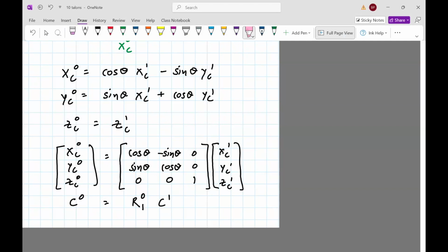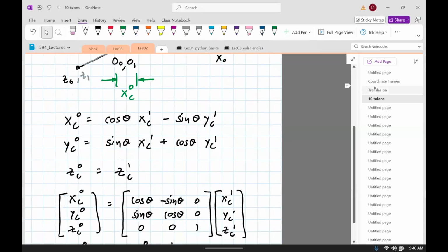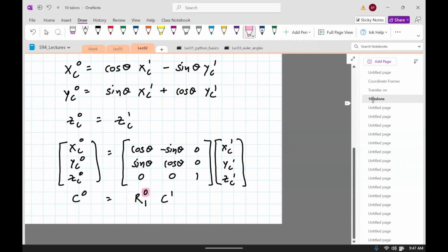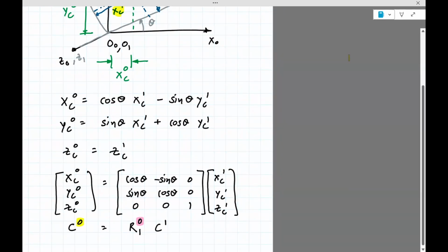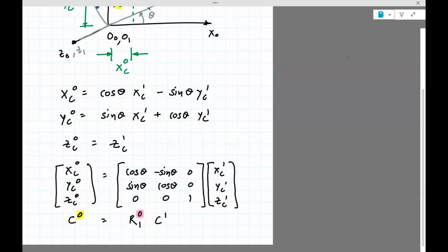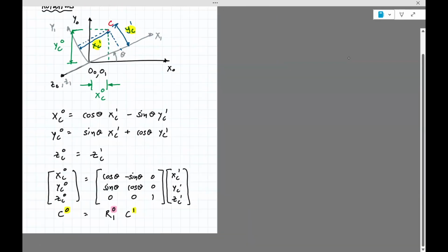So rotation of frame, what's the convention I used? Okay, that's always frame. So what I've written down here is the position of C in frame 0, which is the fixed frame. This is the position of C in frame 1. And the way you can relate them is through this rotation matrix R, which is of that form: cosine, minus sine. It's a 3x3 matrix.